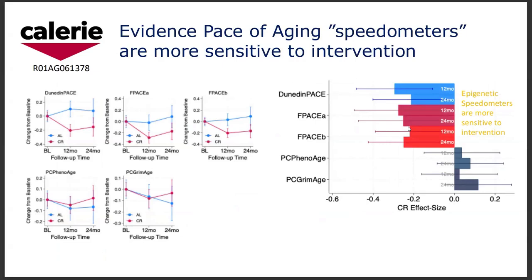These are the Framingham Pace results. This is with age and sex as unpenalized regressors, so as part of the algorithm. This is pure DNA methylation. And then here are the PhenoAge and GrimAge results.